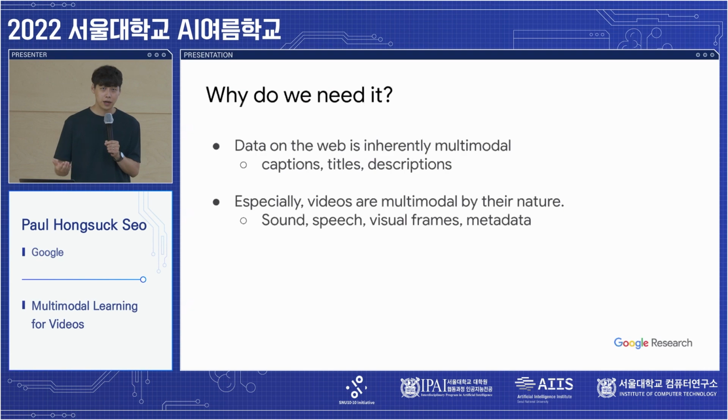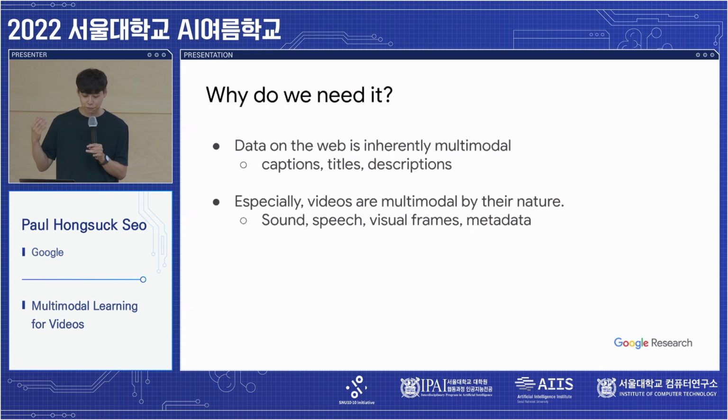If we look at it from a different perspective, the machine learning perspective, the existing data are already inherently multimodal. Think about web data. There are captions, titles, and descriptions. Although they are all in the same form of text, they are different and have different roles. Those actually show the multimodality.